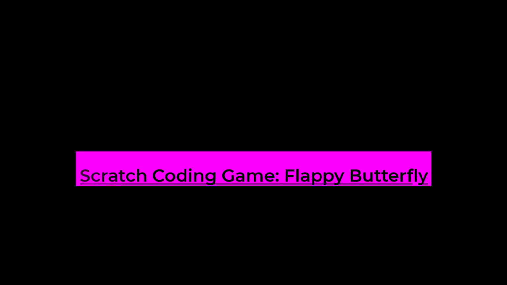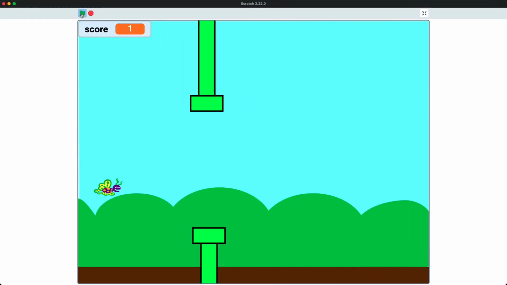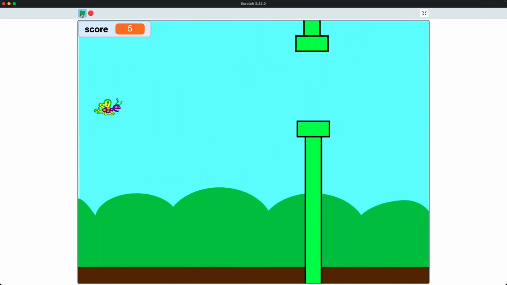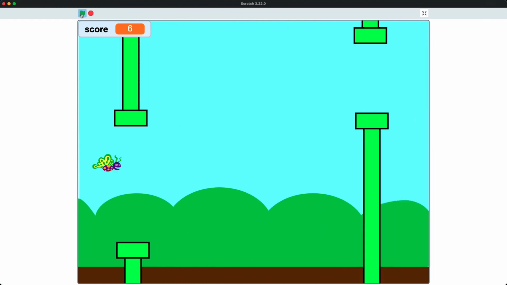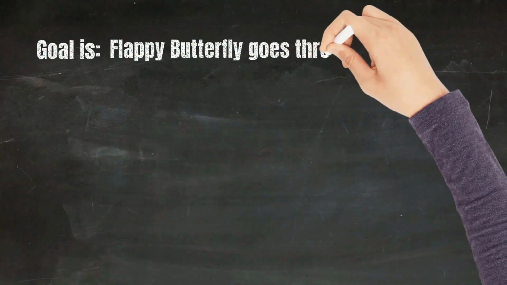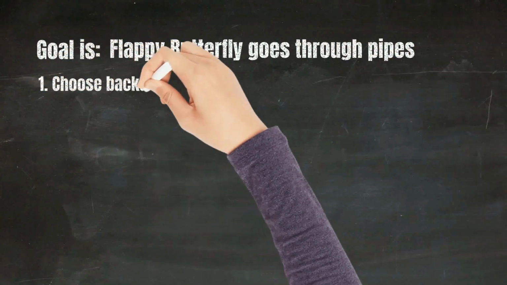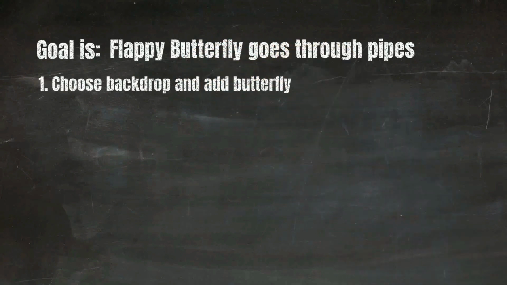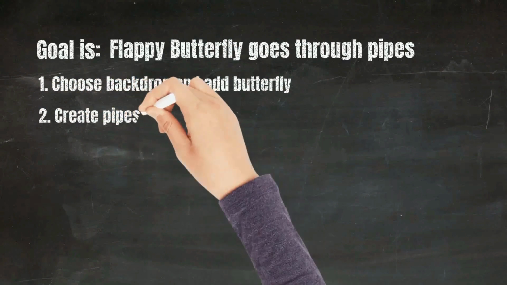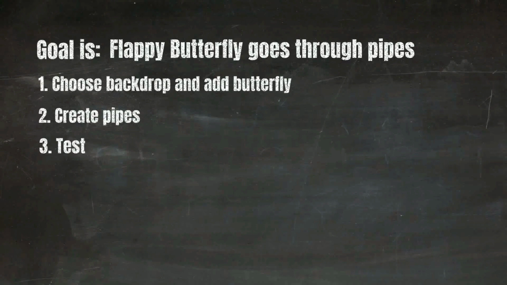Here is what you're going to achieve at the end of the video. Today our goal is to make a Flappy butterfly go through the pipes. Step 1 is we're going to choose a backdrop and add a butterfly to it, or any character. Step 2, we're going to create some pipes for the butterfly to go through. Step 3, we're going to test it out. And now let's start.